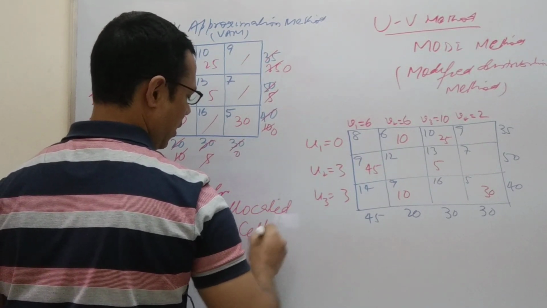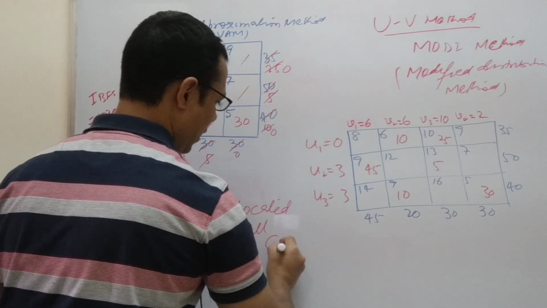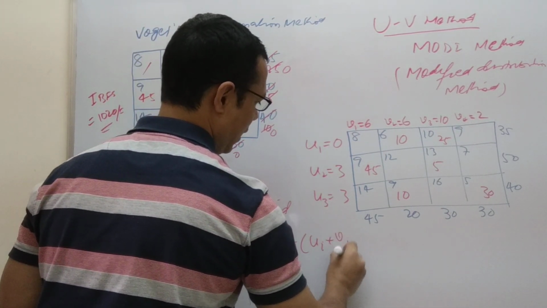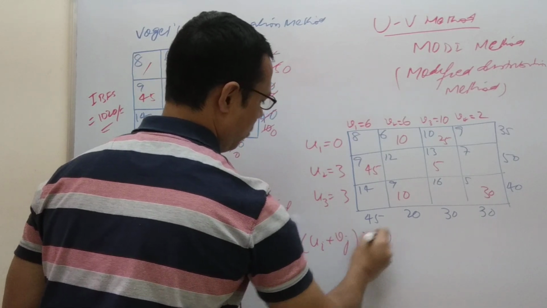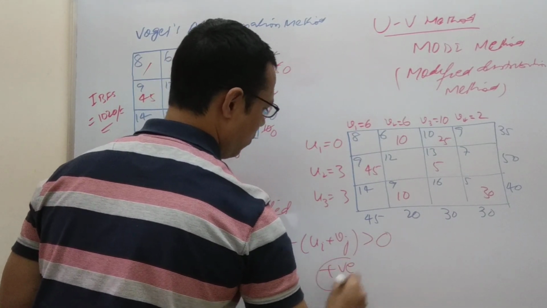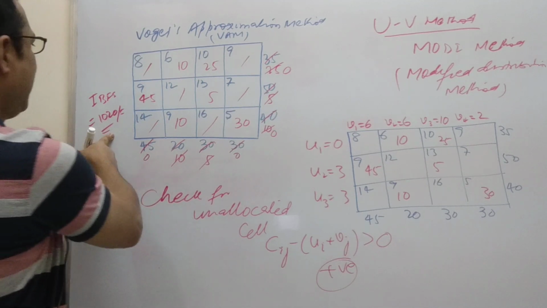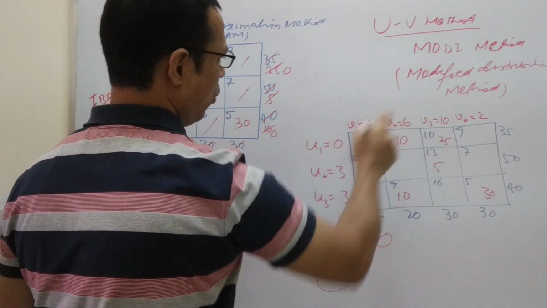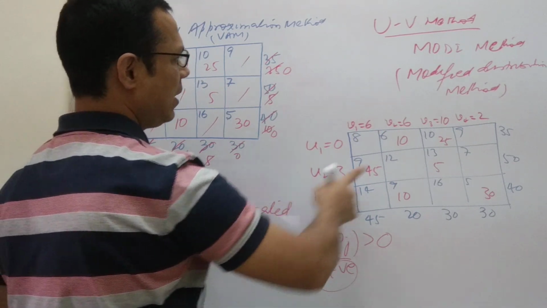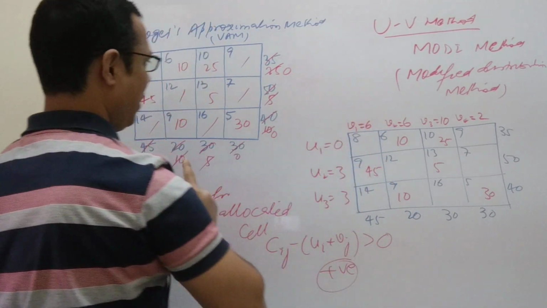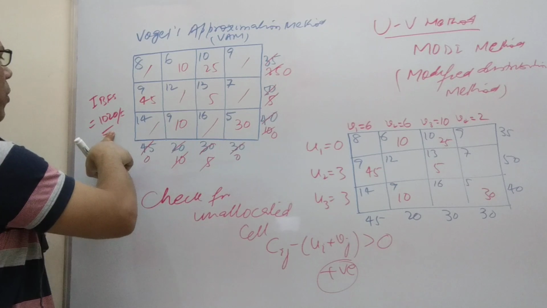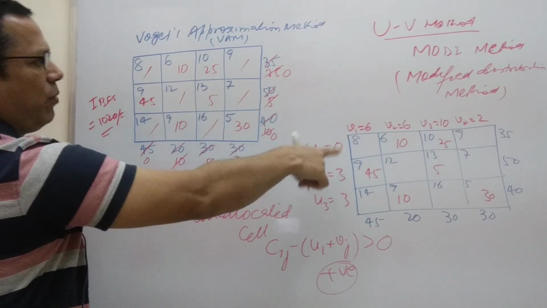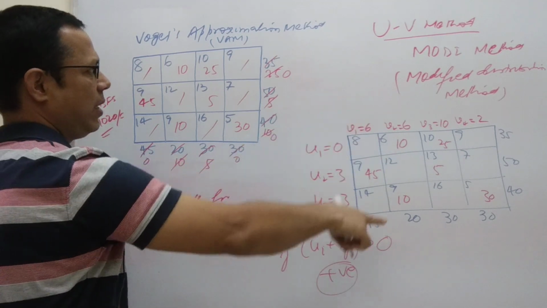Allocated cell. What to check? Here we need to check Cij minus ui plus vj, which must be greater than 0, meaning positive. If it is positive, this result itself is an optimal solution. If any unallocated cell gives a negative result, there is a chance to go for optimization. It means the result I have got from Vogel's approximation method is not an optimal solution. So we can get an optimal solution by applying the UV method.